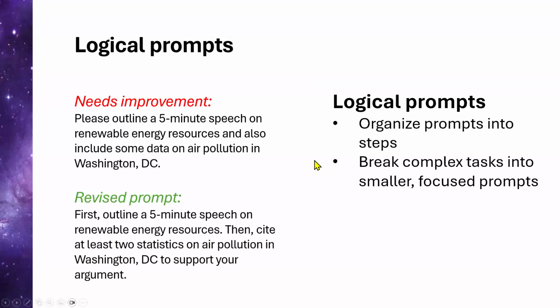A revised version of this prompt divides the tasks into two distinct steps. So this revised prompt reads, first, outline a 5-minute speech on renewable energy resources, then cite at least 2 statistics on air pollution in Washington, D.C. to support your argument. By using the words first and then, we're giving an order to our instructions, which will help enable the AI tool to completely and accurately address both tasks in the ways that we're expecting.